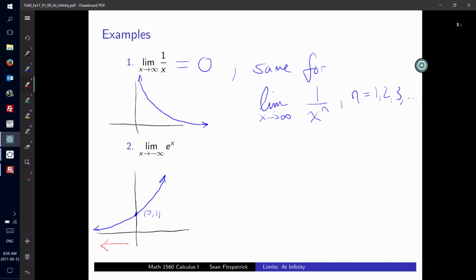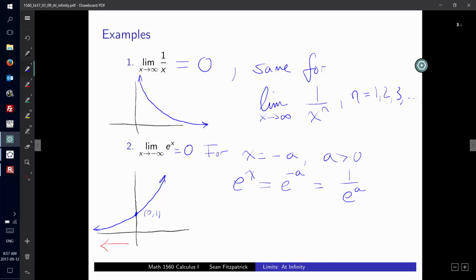One way to think about it is this. If x is equal to minus a, where a is a positive number so that x is negative, then e to the x is e to the minus a. And laws of exponents say if you've got a negative exponent, that tells you to take a reciprocal, so that's 1 over e to the a. Then using the same sort of argument as in the first example, as a gets big, e to the a gets really big, and 1 over a really big number is a really small number. And so once again, we expect that this limit will be 0. We'll see examples where the limit is not 0, but there are lots of simple examples where that is, it's a very common limit at infinity.